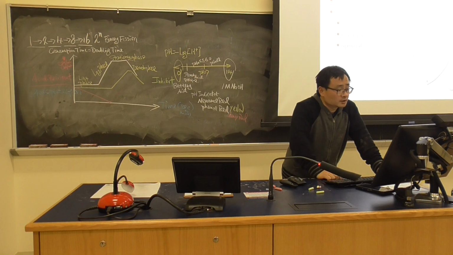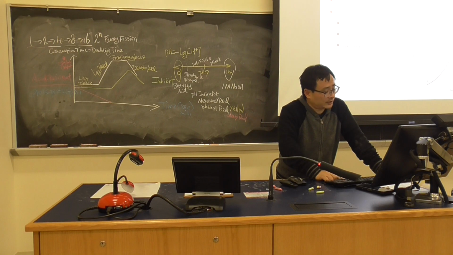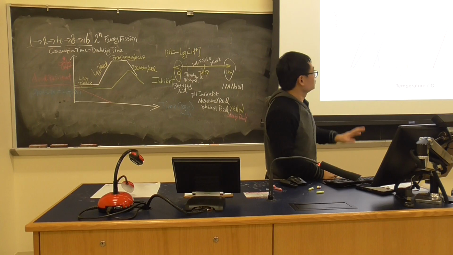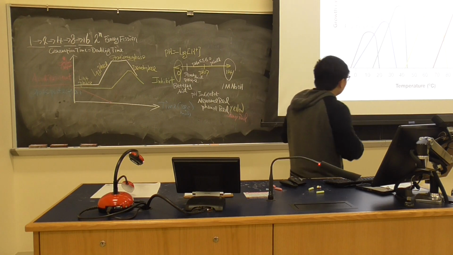Temperature. We're going to finish today, then after that talk about temperature. Bacteria have a minimal, maximum, and optimal temperature to grow, based on the category. That figure looks complicated, so let's talk about that.